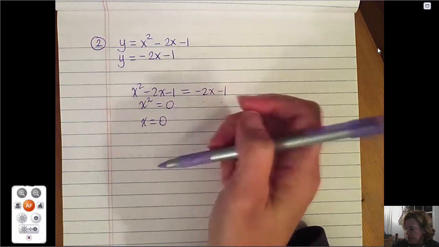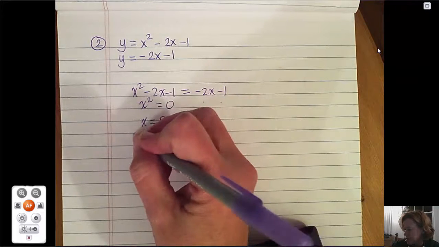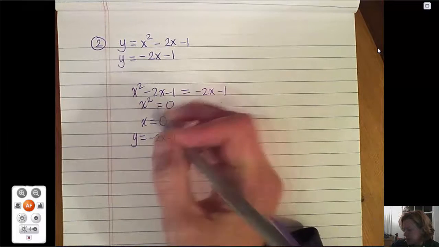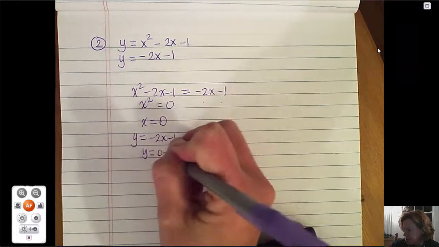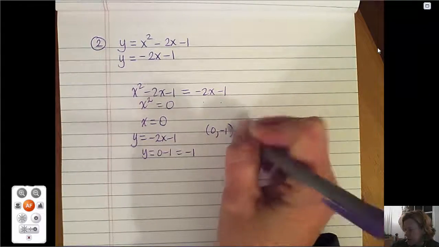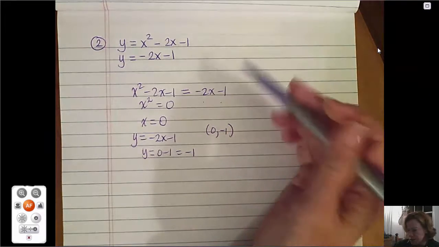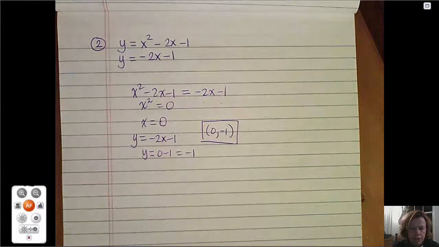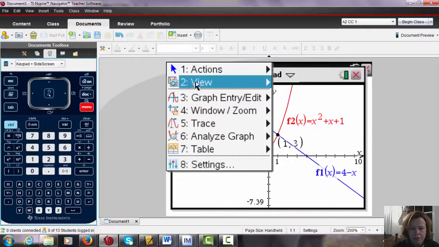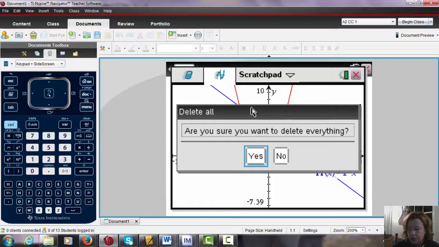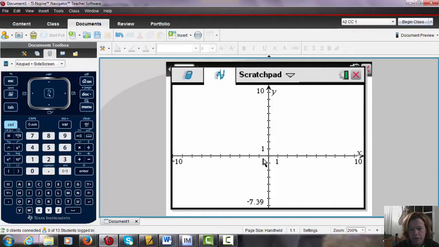Let's substitute in and find our corresponding y value. So y equals negative 2x minus 1. Replace x with 0. y equals 0 minus 1, which is negative 1. So it would appear that this system, this parabola and line, only have one point of intersection, and that it's (0, negative 1). And what I'll do is check that on my Inspire again. Go to Menu, Actions, delete all to start fresh on my Scratchpad. If we were in a document, you could just add a new graph page.